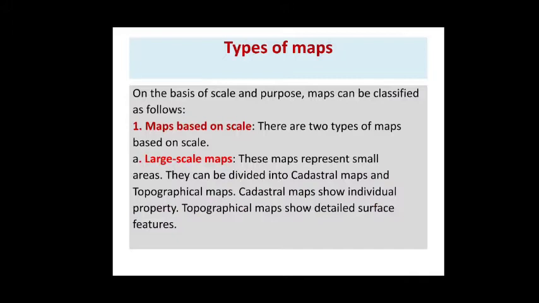So, this is cartography. Last year I told you that a collection of various types of maps bound as a book is known as an atlas, children. Our school can give every student an atlas, a map book. Now, types of maps. On the basis of scale and purpose, maps can be classified as follows. Maps based on scale: there are two types of maps based on scale.